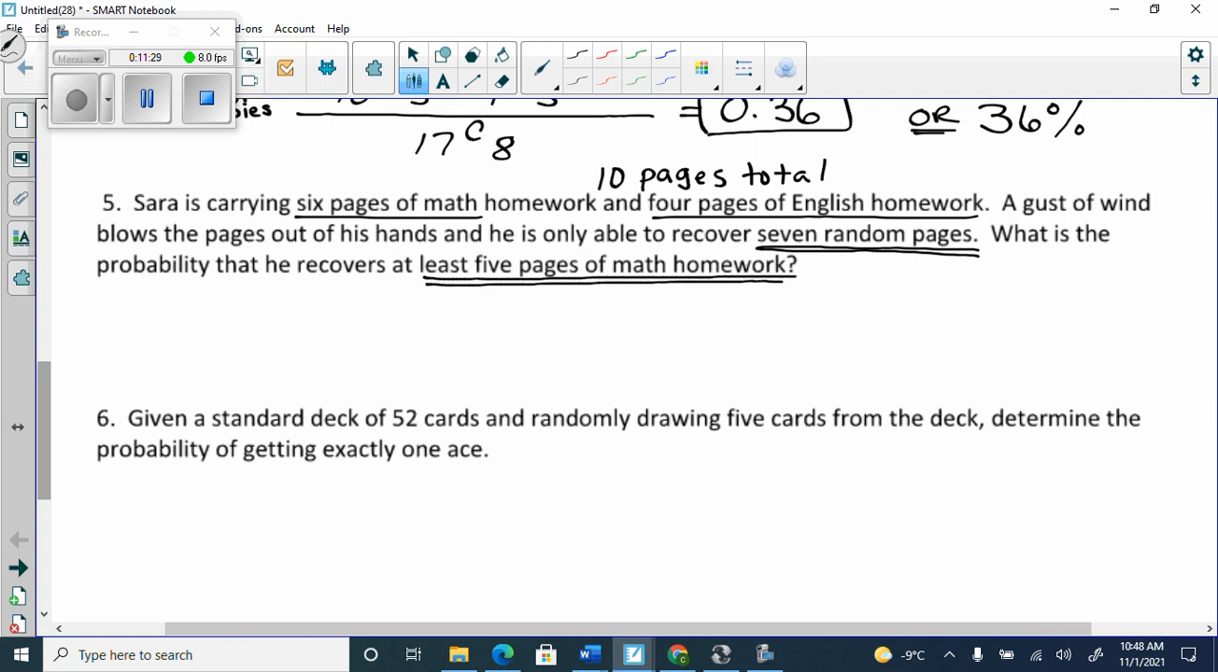So say I gave that to you as a question in probability or in perms and combs. At least 5 pages of math means 5 pages or more. So we would need 5 math and how many pages are we recovering? 7. 5 math and 2 English, or 6 math and 1 English, or 7 math and 0 English. Is this one even possible?